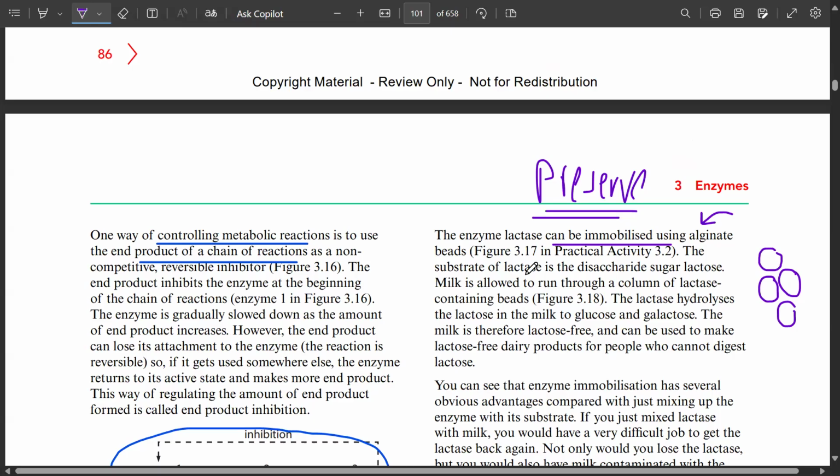The substrate of lactase is the disaccharide sugar lactose. Milk is allowed to run through the column of lactase-containing beads and the lactase hydrolyzes the lactose in the milk. Now you have already made some immobilized enzyme beads.